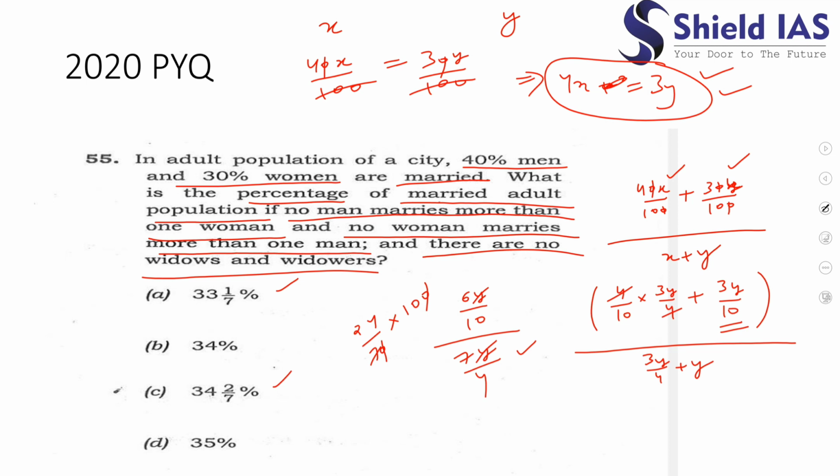So 7 into 34. What is 7 into 34? It comes out to be 240 by 7, right? This number. What is 7 into 34? 34 into 7 is 238. And 7 into 33 is nothing but 231. And 238 plus 2, it would be 240 by 7. So the correct answer would be C.